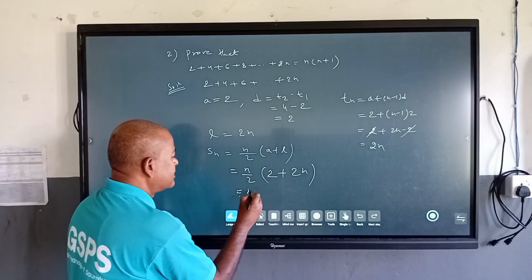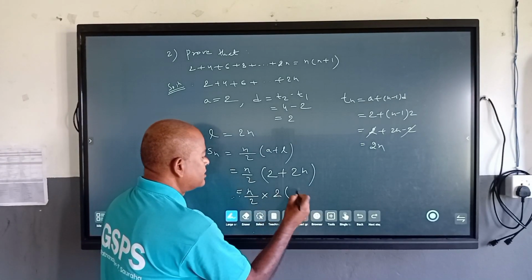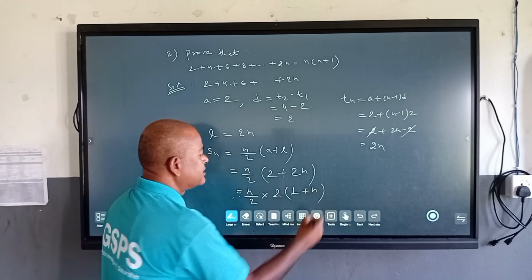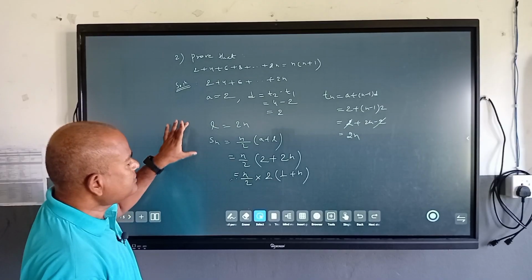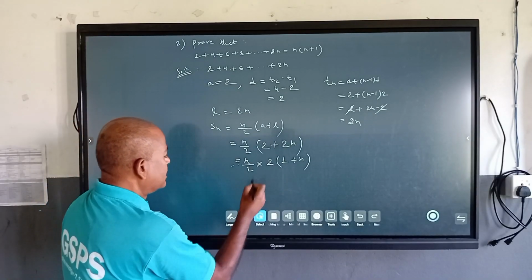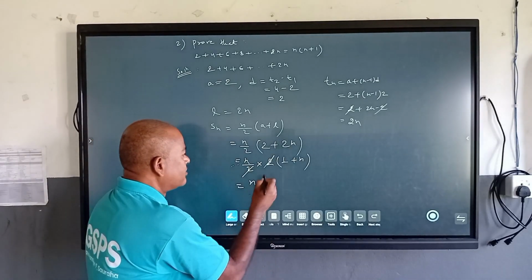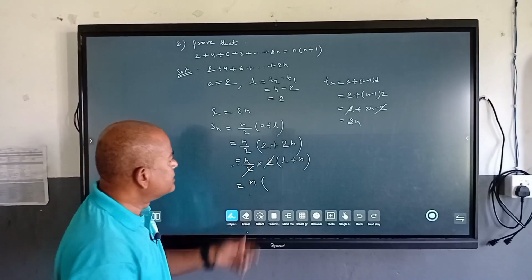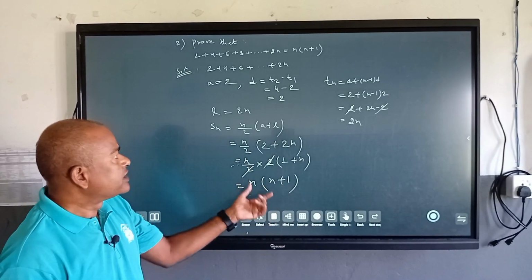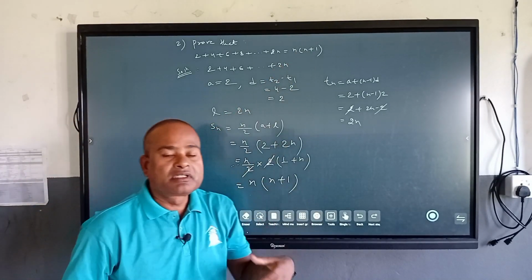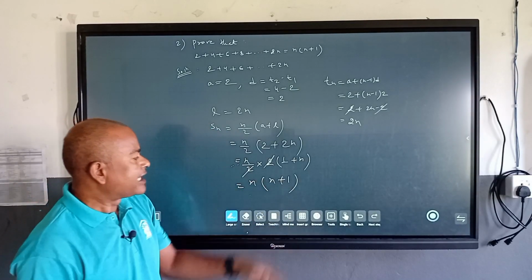Now if we take 2 common, then we get 1 plus n. Dear students, now we can cancel 2 from numerator and denominator, then we get n times n plus 1. So dear students, this is the sum of the first n even numbers, which is equal to n times n plus 1.